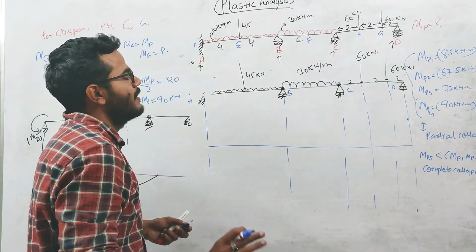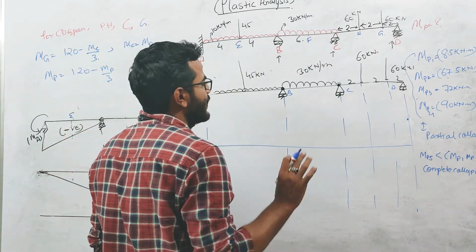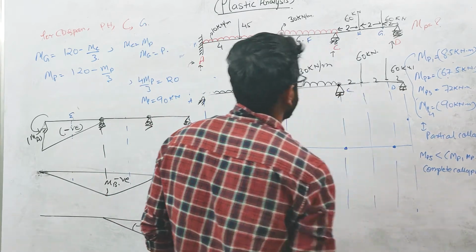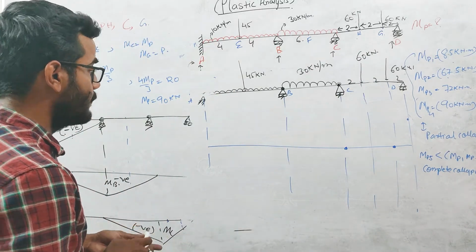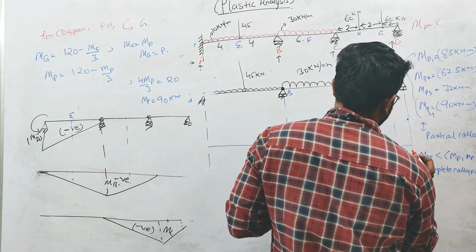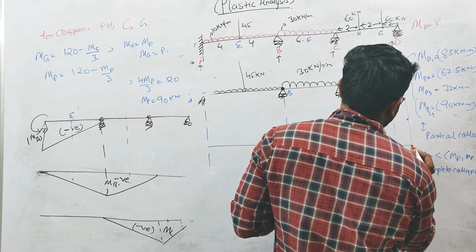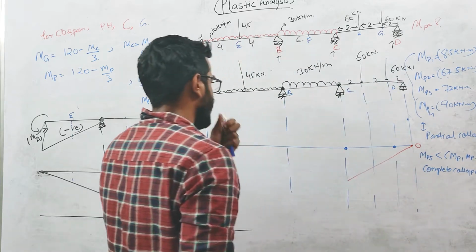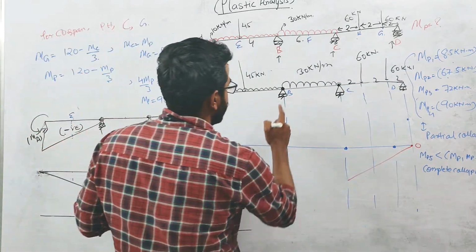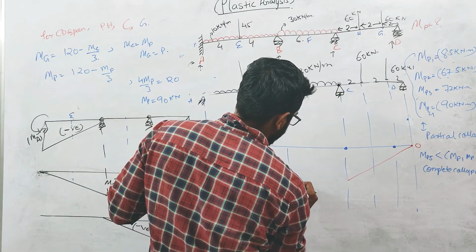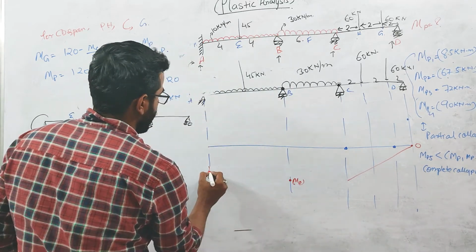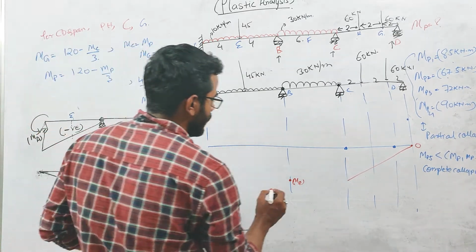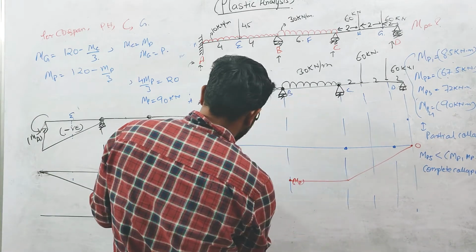The critical case is the one in which the plastic moment capacity is maximum. The plastic hinges are formed at this C point, at this D point. At this point the bending moment is 0, and at this point the bending moment is MP. Again at this B point the bending moment will be MP, and at this A point the bending moment will be MP. So we will join these moments.